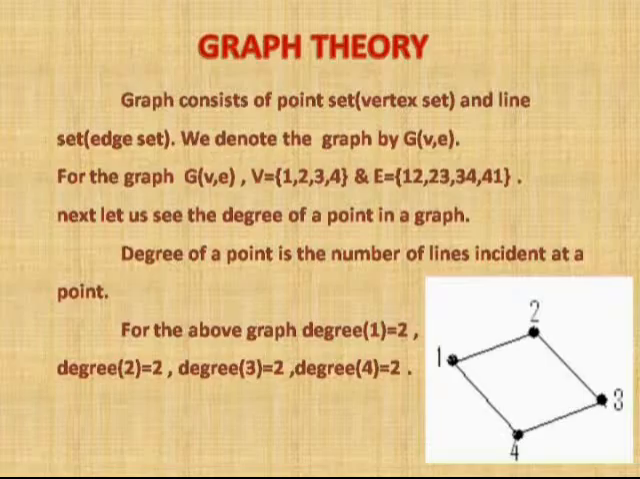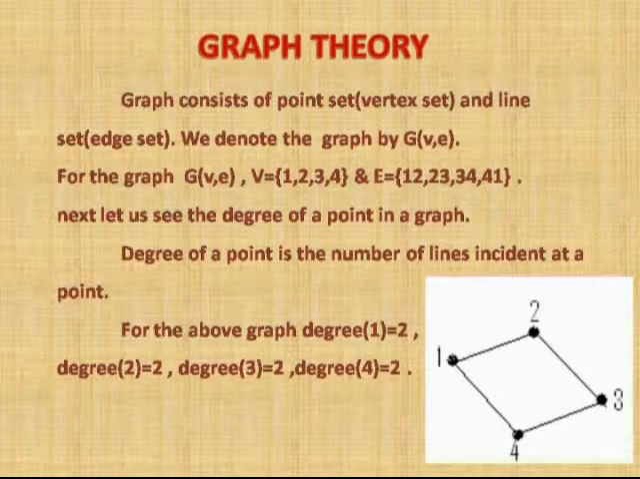Now let us consider this graph. The vertices of this graph are labeled 1, 2, 3, 4. Now the vertex set of the graph V equals the set of all vertices {1, 2, 3, 4}, and the edge set of the graph E equals the edges (1, 2), (2, 3), (3, 4), and (4, 1).